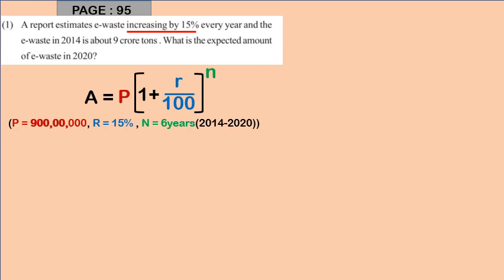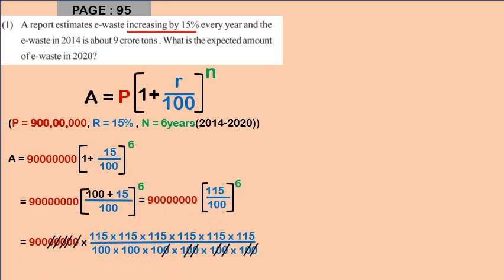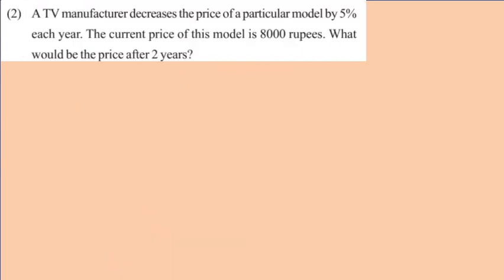Then substitute to the formula, we will get the expected amount of e-waste in 2020 equal to 9 crore into 1 plus 15 by 100 all raised to 6. Then simplify, we will get 20 crores 81 lakh 75,468 ton. So we can say the expected amount of e-waste in 2020 is 20 crores 81 lakh 75,468 tons.